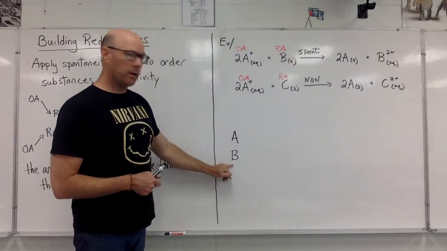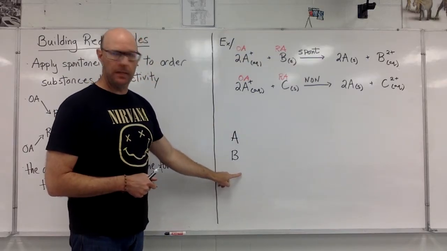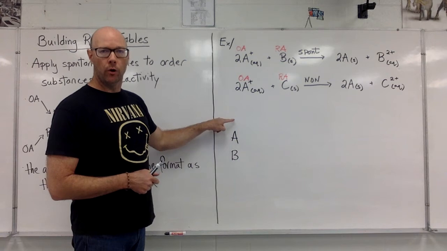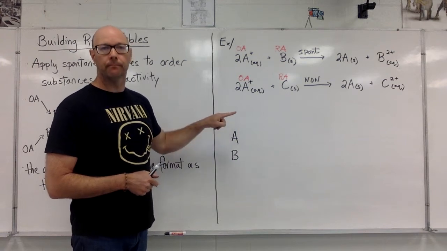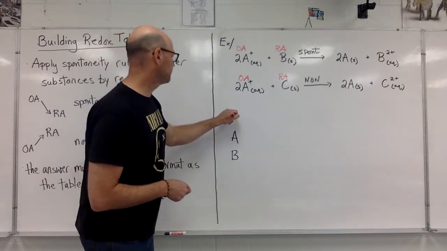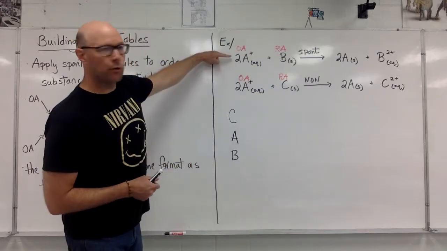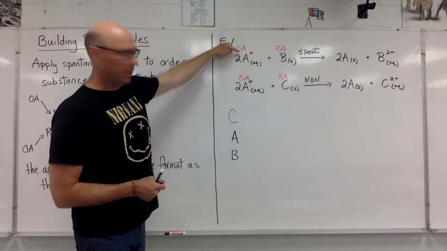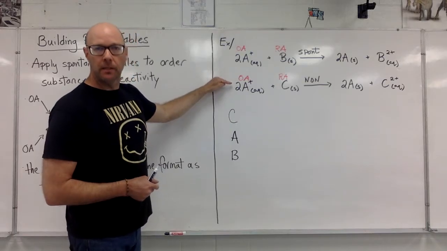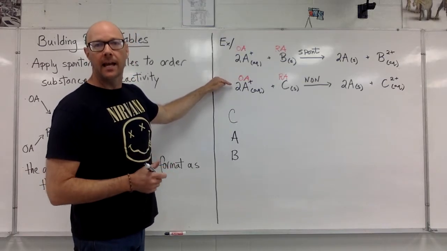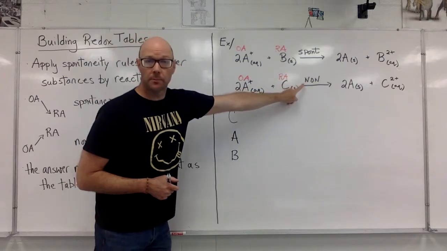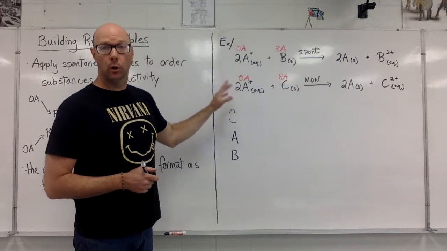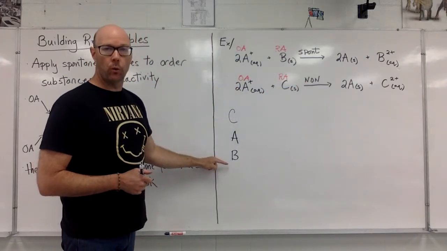So where am I going to put C? Below the B, in between them both, or up at the top? Up at the top. The first reaction, because it is spontaneous, means that A is higher than B. But the second reaction, because the oxidizing agent A gives us a non-spontaneous reaction, it has to be below C. So we end up with this order.